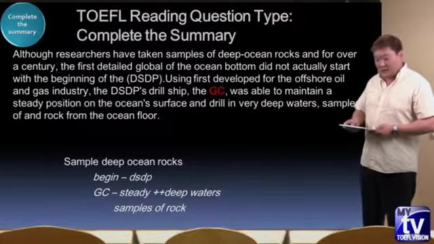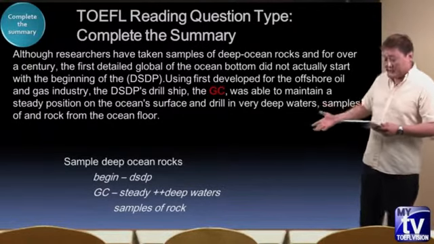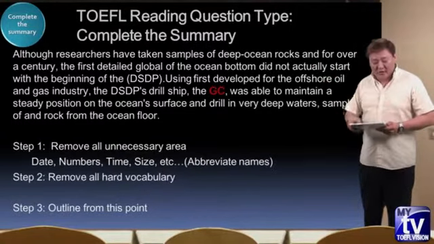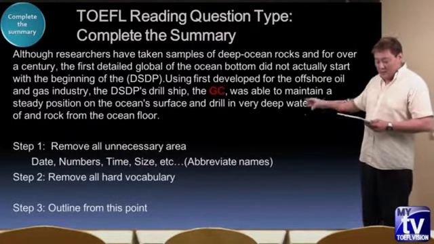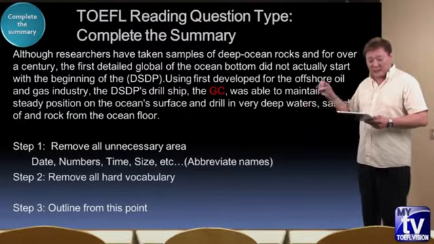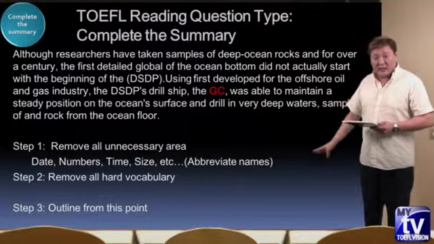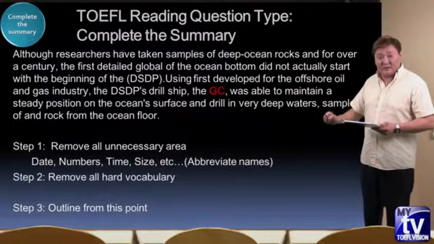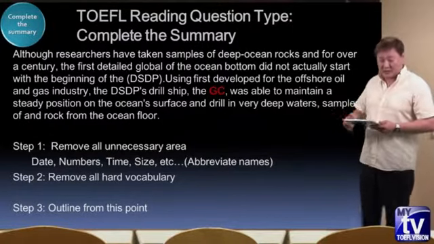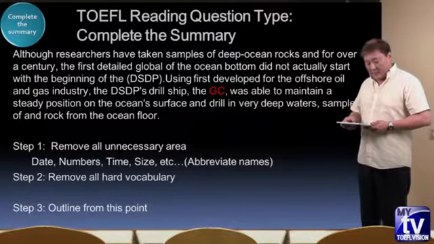Now, going back, we're going to go to the summary again. Why are we doing this? Because we just extracted, take a look, all the unnecessary information. We extracted all the hard vocab. We made an outline, and we're going to use this later in your 13th question, which is the summarization. So we do need this.